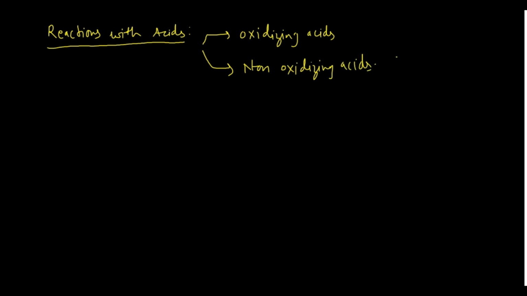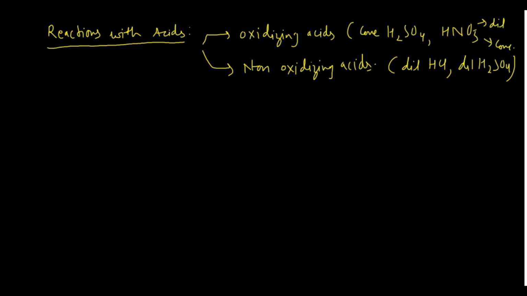Your non-oxidizing acids are generally dilute HCl or your dilute H2SO4, and your oxidizing acids are the concentrated ones, concentrated HCl, concentrated H2SO4, and your HNO3. HNO3 actually could be anything. It could be dilute or it could be the concentrated one. In both ways the reaction goes well actually, right? So how they can react?